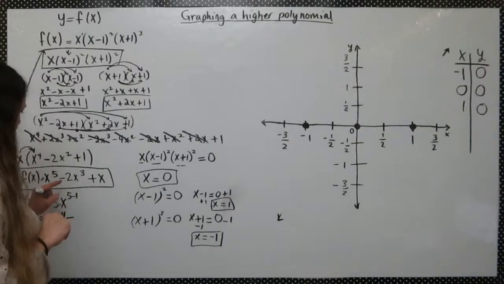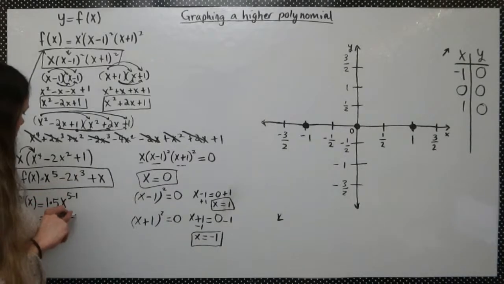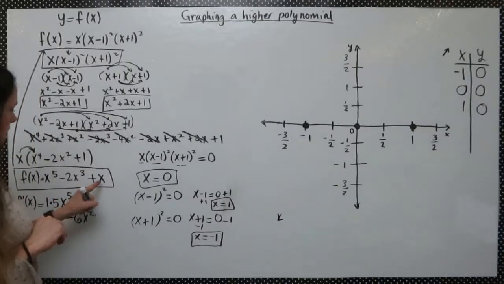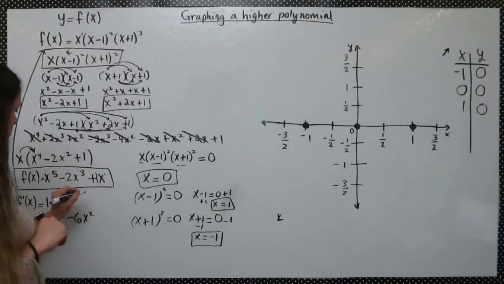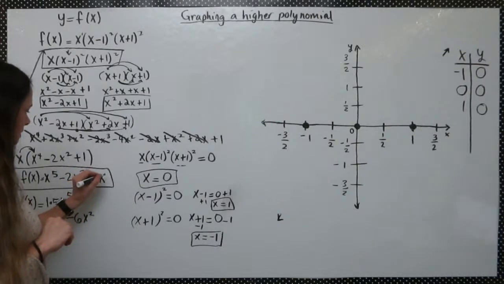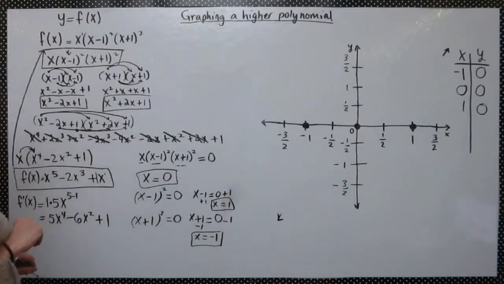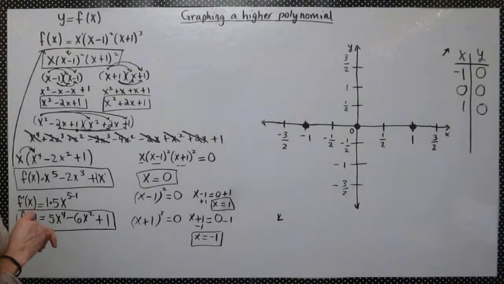So this is going to be 2 times 3 is 6, and then 3 minus 1 is 2. And then this is first power, so that's 1 times 1, and then you drop it down, it becomes a 0, so that's just plus 1. Okay, so then you have f prime of x equal this. So there's your first derivative. 5x to the 4th.